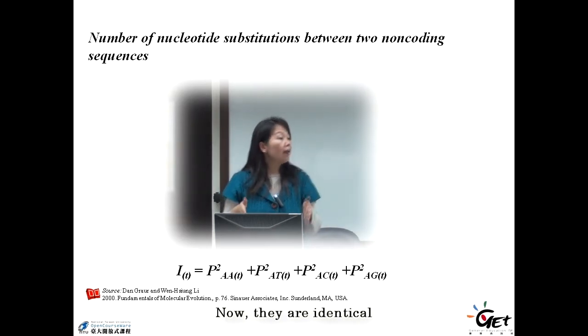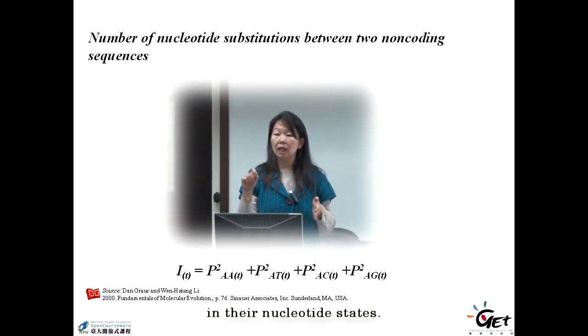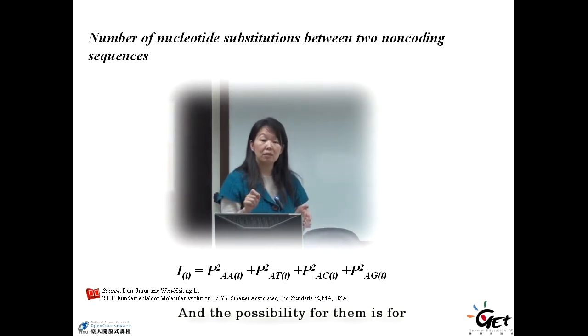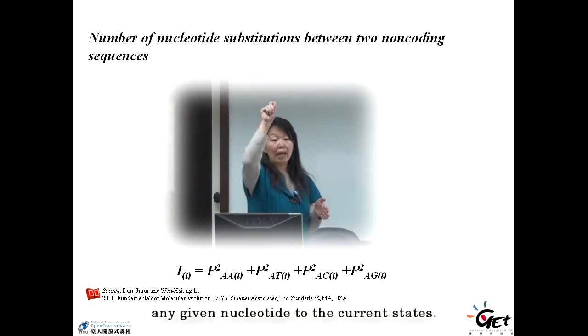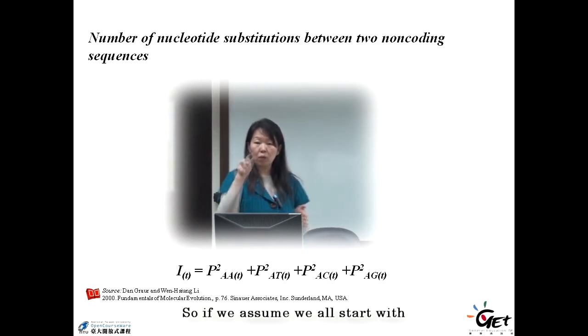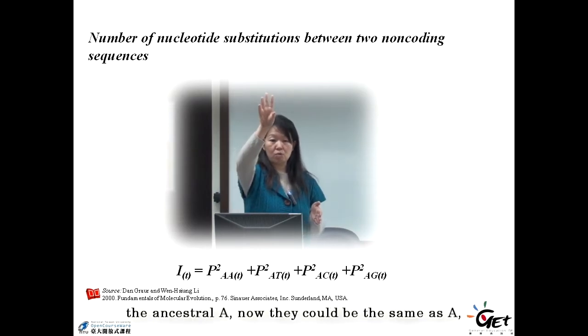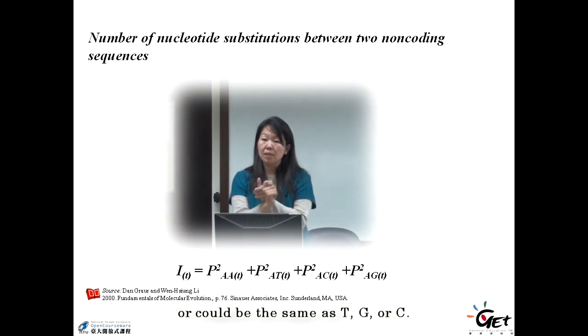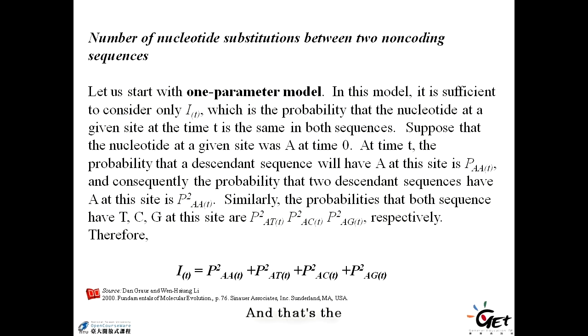Now they are identical in their nucleotide states. And the possibility for them is for any given nucleotide to the current states. So if we assume we all start with the ancestral A, now they could be the same as A, or it could be the same as T, G, or C. And that's the different components of this formula.